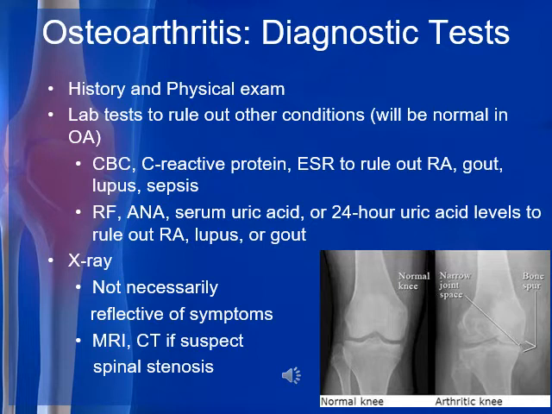Arthrocentesis, this is where you would actually do a needle aspiration of the joint, and this can help with further diagnosing of gout or infection and just how the fluid in that space is looking and what it's testing positive for.